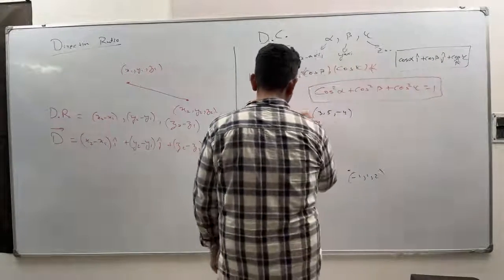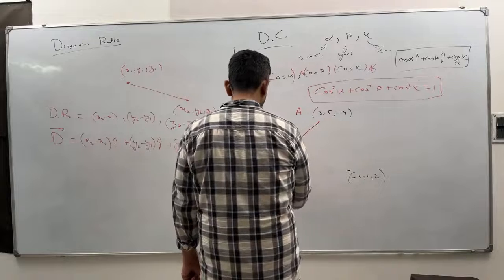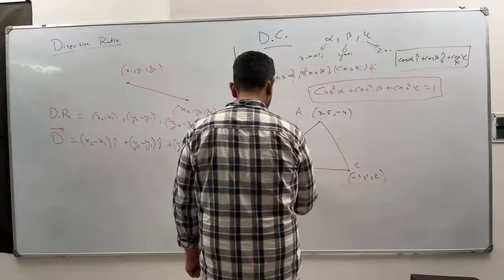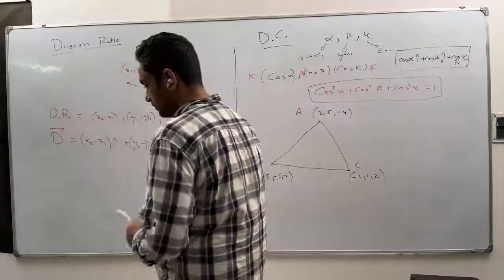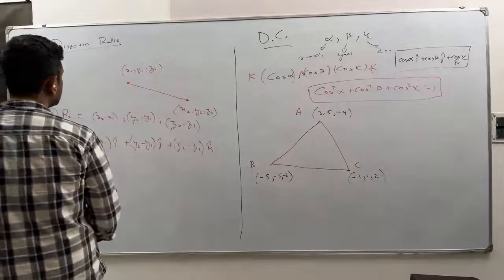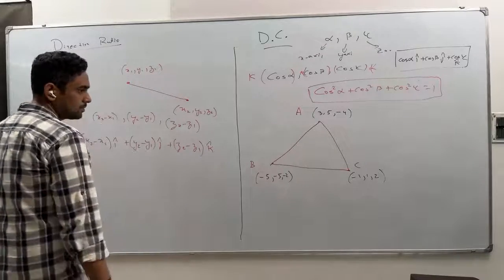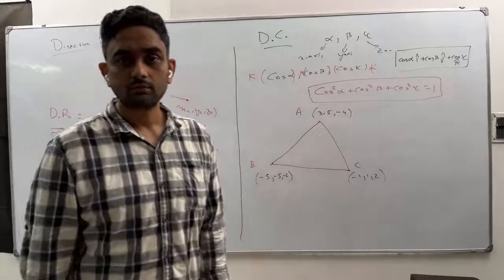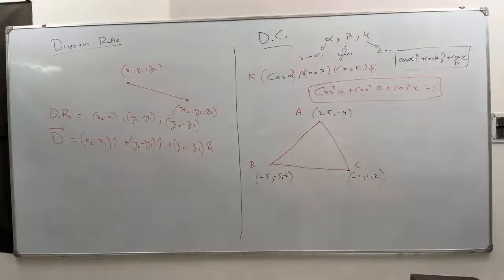Let us give them some names: A, B, and C. Not direction ratios, but direction cosines. First find the direction ratios, then just find the unit vector along it. Clear or not? Okay, I'll do this one.